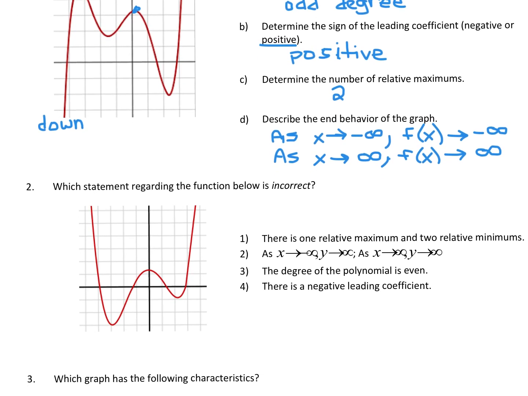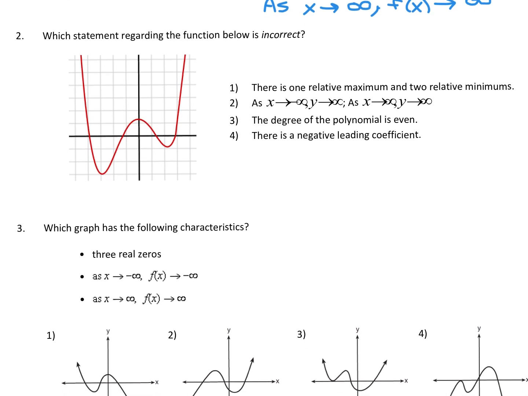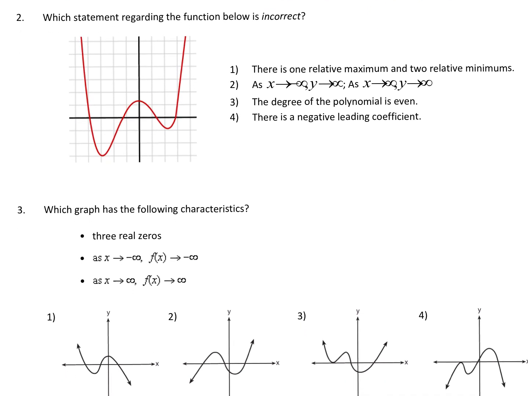All right, number 2, it asks which statement regarding the function below is incorrect. I want to just underline that to point that out. All right, so choice 1, there is one relative maximum and two relative minimums. I labeled them on our graph just so we can see. For the relative max, we're looking for the top of a bump where the graph is going up and then starts to come back down. This right here would be a relative maximum, so there is one of those.